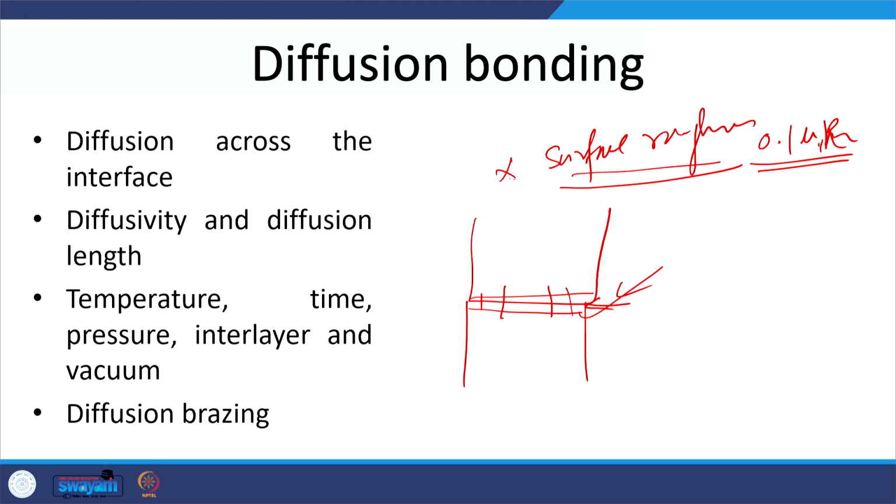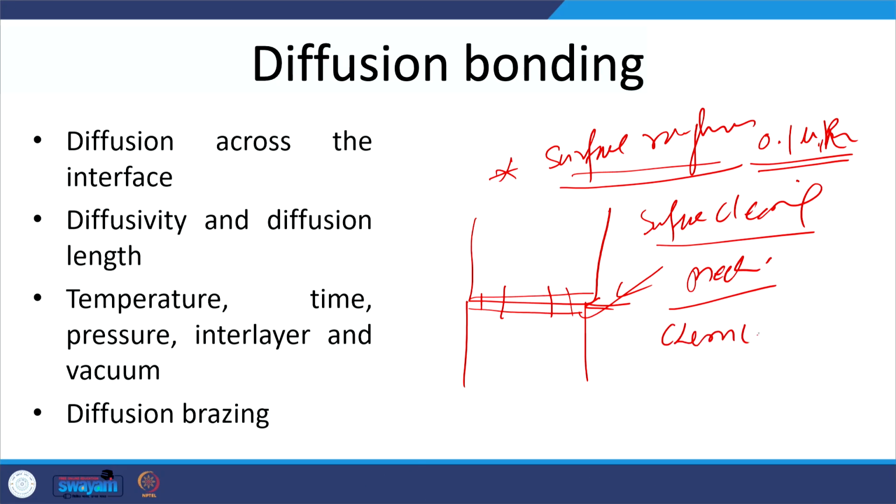Therefore, apart from good surface finish by reducing the roughness, surface cleaning is another crucial step in diffusion bonding. For that we can use mechanical cleaning first, like the use of wire brushes or emery paper, and then we can also go for chemical cleaning and ultrasonic cleaning. These will help to remove chemical compounds and organic compounds, if present, on the surface of the components to be joined.